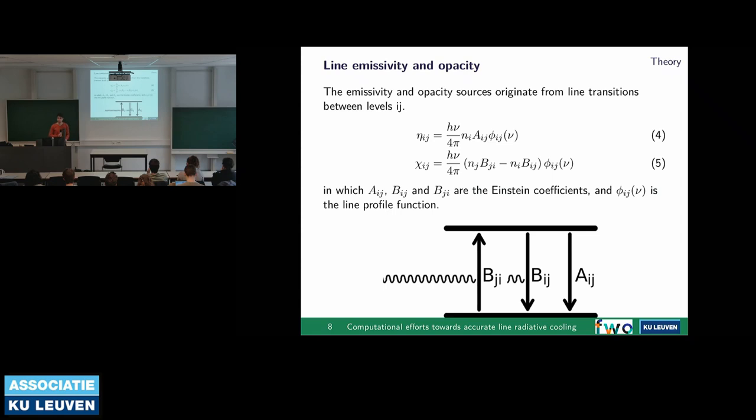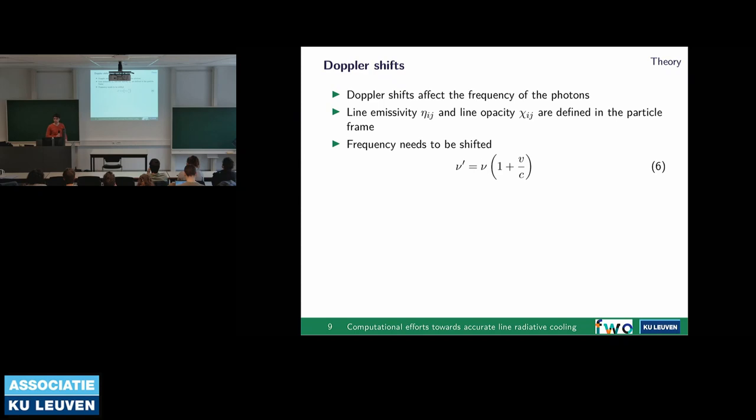But first, I need to talk to you about Doppler shifts. As you know, Doppler shifts affect at which frequency some moving particle is emitting photons. And the clue is that these line emissivities and line opacities, which I've talked about, should be computed in the frame of the particle itself. So we need to shift the frequency, obviously. Then we can get to the line profile function.